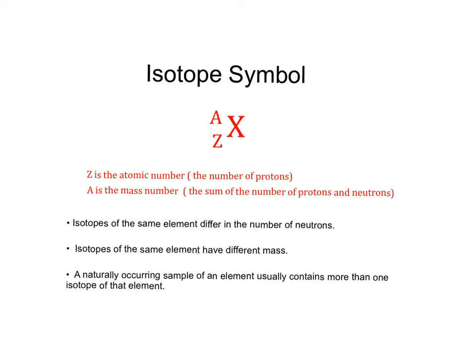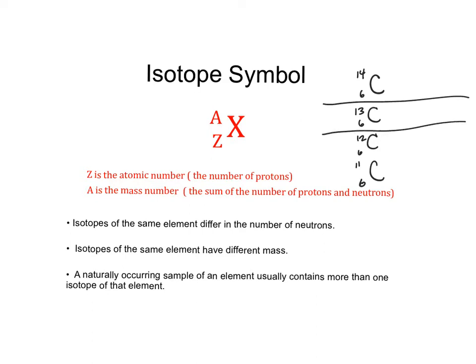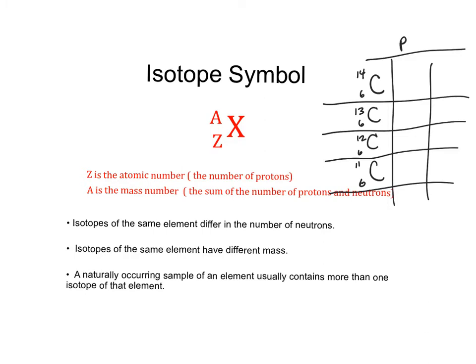So, for example, carbon has 4 isotopes: carbon-11, carbon-12, carbon-13, and carbon-14. Notice that each one of the isotopes of carbon has 6 protons, and that's indicated in the lower left. What's different is the number of neutrons. The number of protons for the 4 isotopes of carbon stays the same. You take the difference between the atomic number and the mass number, and that gives you the number of neutrons.